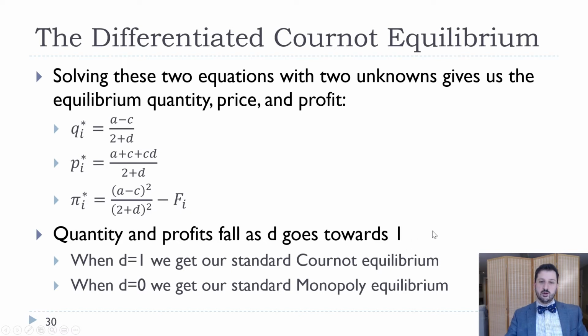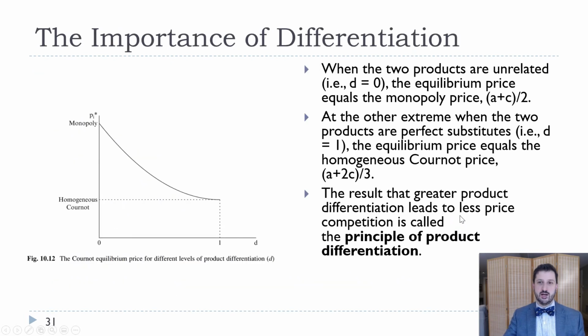And so remember that as D goes towards 1, they become homogeneous products, right? So when D equals 1, we get our standard Cournot equilibrium, keeping in mind that we dropped the term B from our model just for simplicity. And when D equals 0, we get our standard monopoly equilibrium. So quantity and profits are falling as D goes toward 1, right? And so firms really want their products to be differentiated in consumers' minds. When they are completely differentiated, when D equals 0, then they have a monopoly.